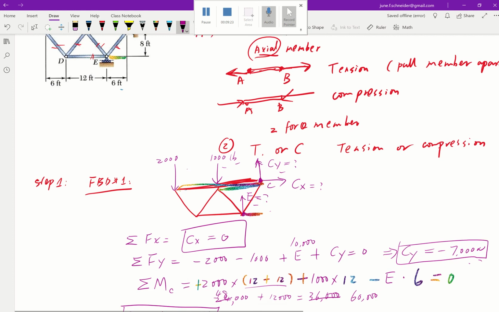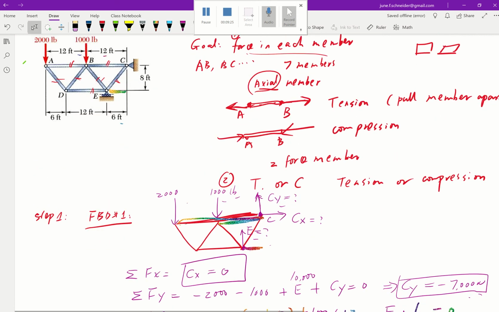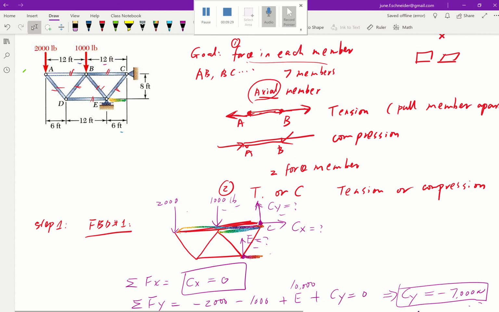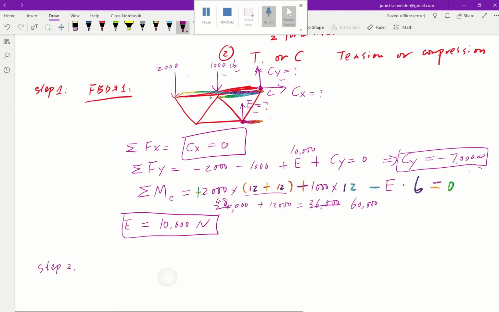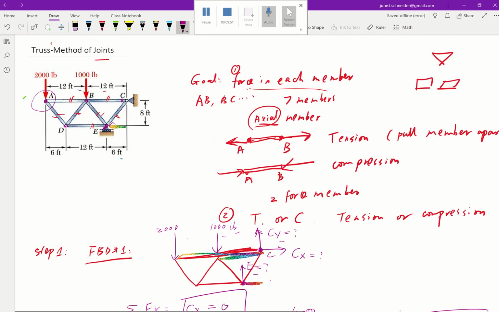This method is called method of joints, which means you're going to look at the FBD of each joint one at a time. How many joints are there here? We have joint A, B, C, D, E. So there are 5 different joints. If we were just looking at joint A, that's going to be our FBD number 2. So this is going to be our joint A.